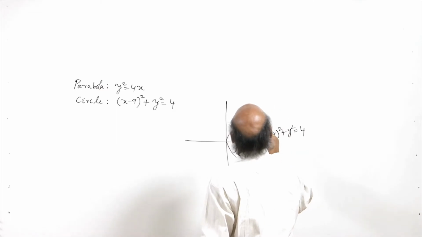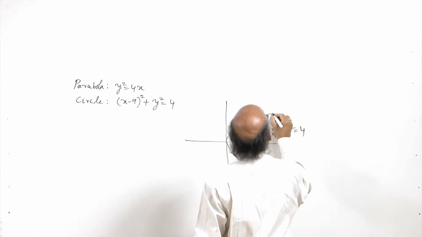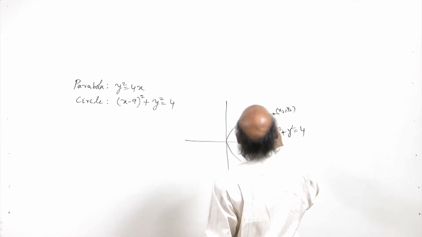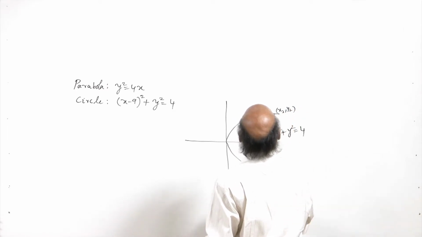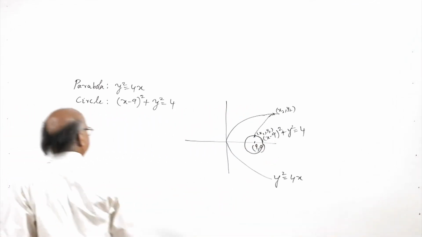We have, let us say, x1, y1 is a point here on the circle and x2, y2 is a point here on the parabola, and we are finding the shortest distance between the 2 points, between the 2 curves.